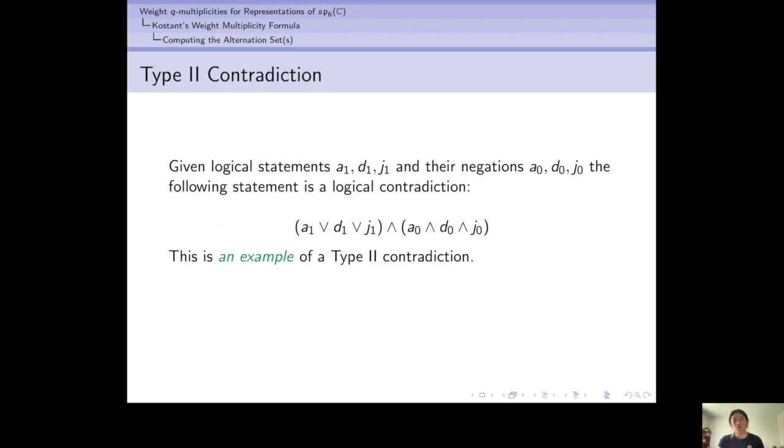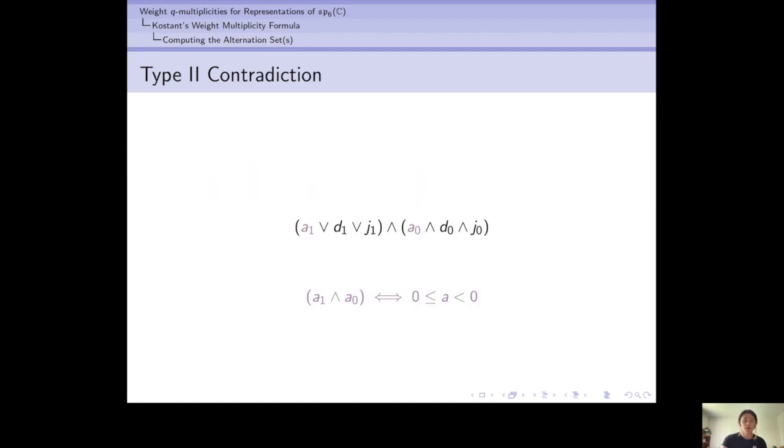So an example of this would be if you're given logical statements A1, D1, and J1, and their negations A0, D0, and J0, then (A1 or D1 or J1) and A0 and D0 and J0 is an example of a type 2 contradiction. In this statement, you also might look at these subcontradictions A1 and A0, D1 and D0, and J1 and J0, where they're all saying something of this form. This coefficient is greater than or equal to 0 and less than 0, which is a contradiction.